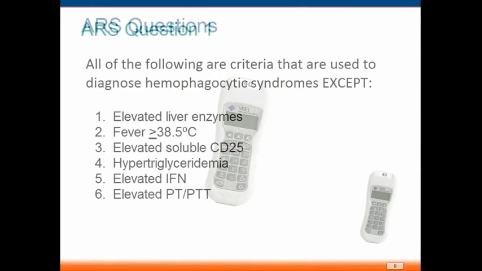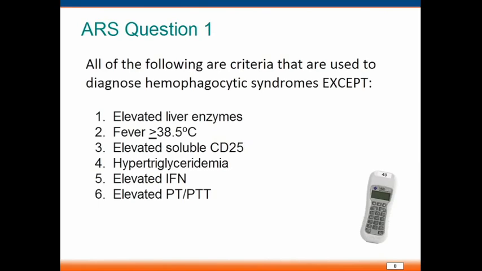Going to our ARS questions, because this HLH syndrome, hemophagocytic lymphohistiocytosis syndrome, has been raised, let's ask ourselves the following question. All the following are criteria used to diagnose hemophagocytic syndromes except: elevated liver enzymes, a fever greater than 38.5 degrees, elevated soluble CD25, which is interleukin-2 receptor, hypertriglyceridemia, elevated interferon level, or elevated ProTime PTT. You can go ahead and give us your responses.